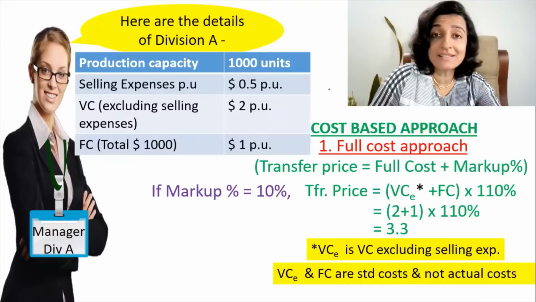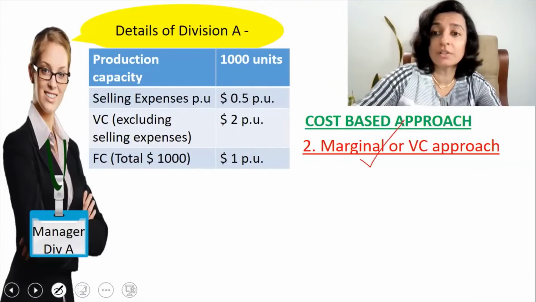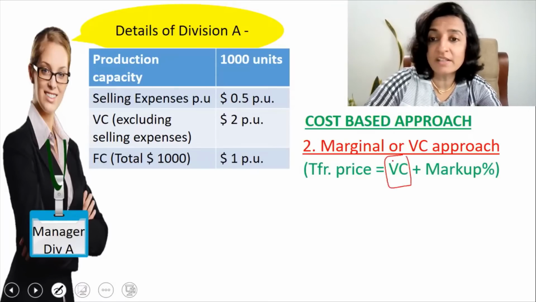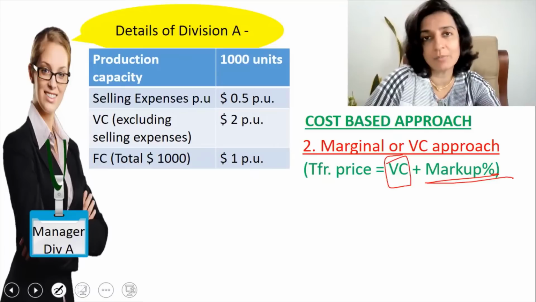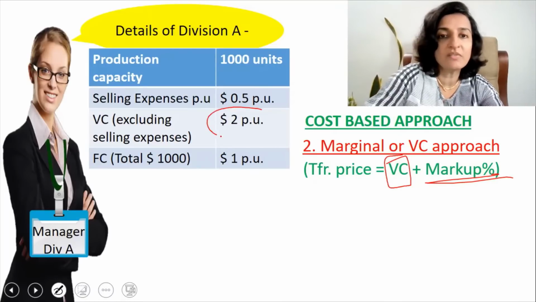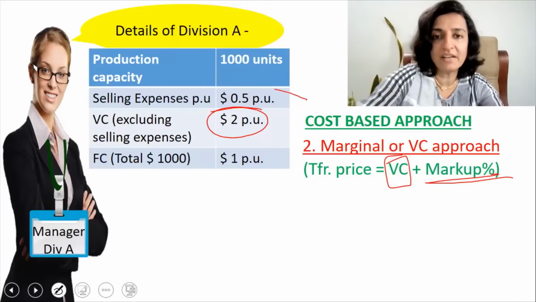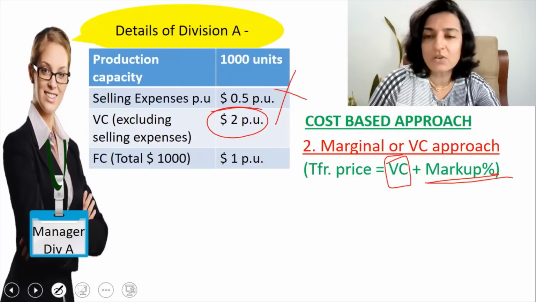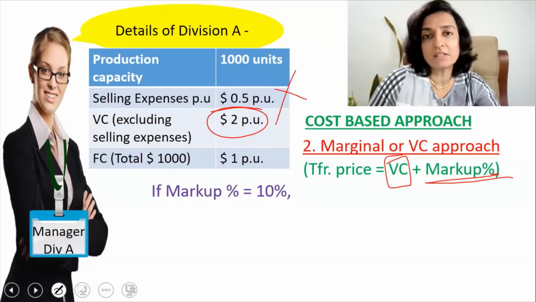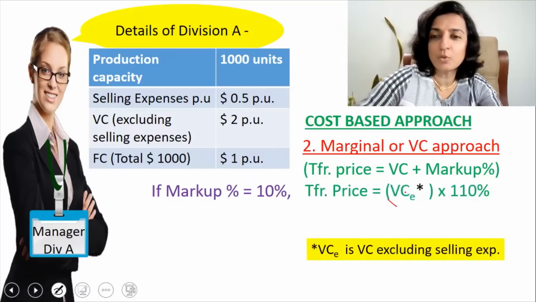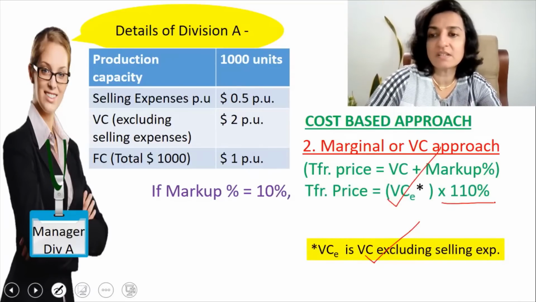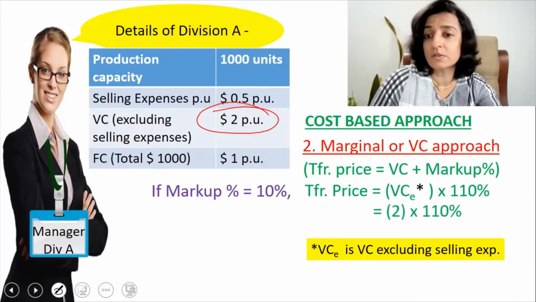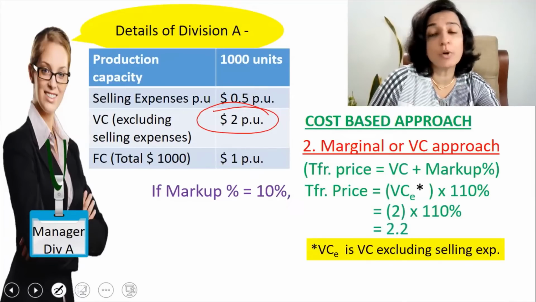Now moving on to the second method, that is the marginal or the variable cost approach. In this method, we take the transfer price as only the variable cost plus the markup percentage. So what is a variable cost? Variable cost is $2, and definitely we never consider selling expenses because they are not incurred while we make an internal transfer. So if the markup percentage is, say, 10%, then the transfer price is equal to variable cost excluding selling expenses into 110%. We have the variable cost excluding selling expenses at $2. So it's 2 into 110% or $2.2.